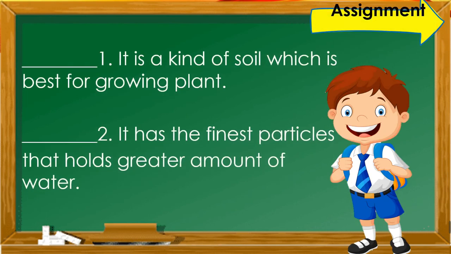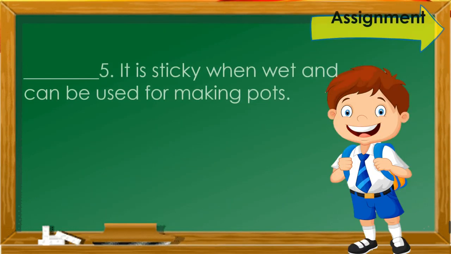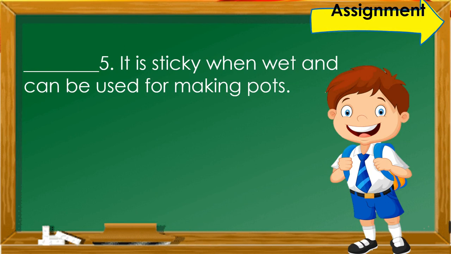Number 1. It is a kind of soil which is best for growing plants. Number 2. It has the finest particles that hold a greater amount of water. Number 3. It is made of the smallest particles of rocks which contain decayed matter of plants and animals. Number 4. It is characterized by being loose and coarse. Number 5. It is sticky when wet and can be used for making paths.